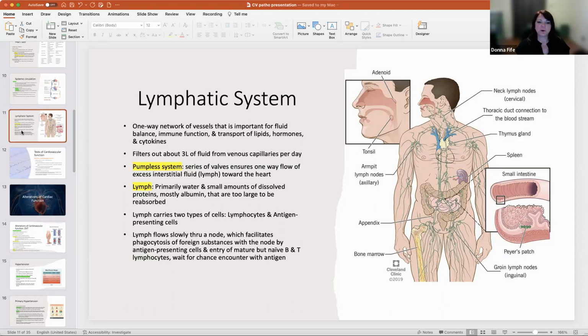Lymph is primarily water and small amounts of dissolved proteins, mostly albumin, that are too large to be reabsorbed. Lymph carries 2 types of cells, lymphocytes and antigen-presenting cells. Lymph flows slowly through a node, which facilitates phagocytosis of foreign substances within the node by antigen-presenting cells and entry of mature but naive B and T lymphocytes, waiting for a chance encounter with an antigen.